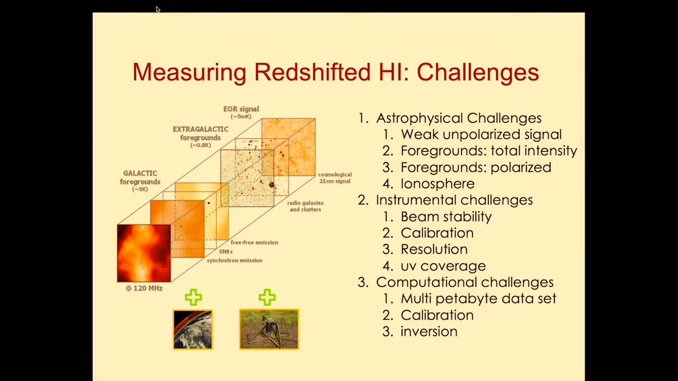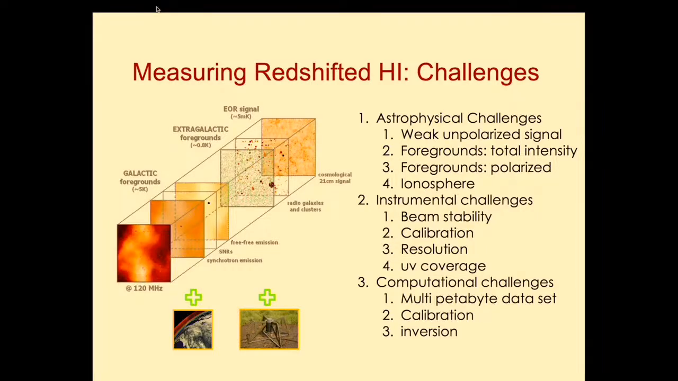So this is what we see. We see the foregrounds, the signal, radio clusters, and galaxies. In our galaxy, we see all kinds of sources, free-free emission, supernova remnants, and synchrotron. Synchrotron is the biggest thing. And then all of this you see in your antenna. The challenge is to peel out all of this and get this.